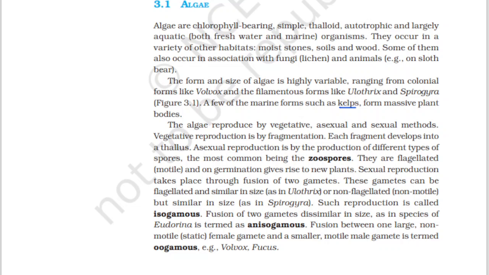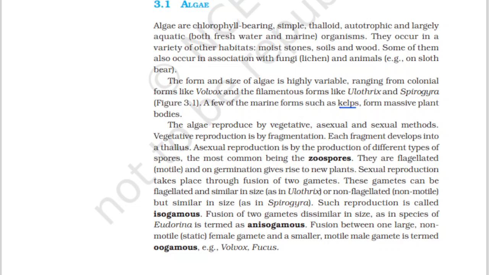Sexual reproduction takes place through fusion of two gametes. These gametes can be flagellated and similar in size as in Ulothrix, or non-flagellated, that is non-motile, but similar in size as in Spirogyra. Such reproduction is called isogamous.